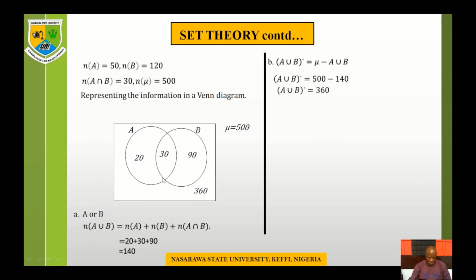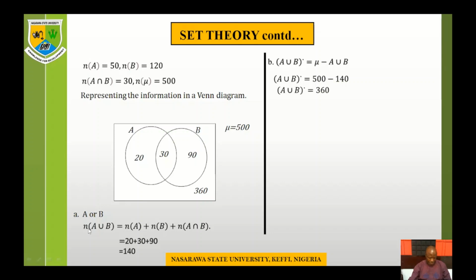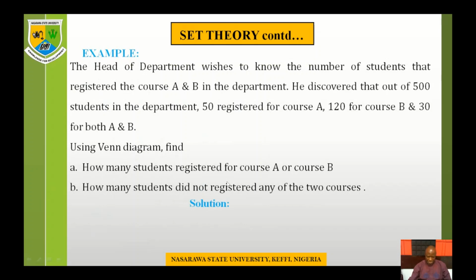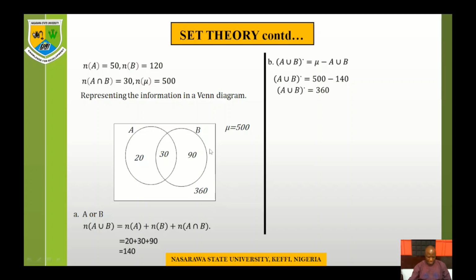So if you add everything together, we want to know how many students did not take any course at all. So number of A union B is equal to number of A only plus number of A intersection B plus number of B only. So we add everything that is here, 20 plus 30 plus 90, we are having what? 140. That's how many students register for course A or course B. We are talking about their union, the union of the whole of this total. 20 plus 30 plus 90 gives us 140.